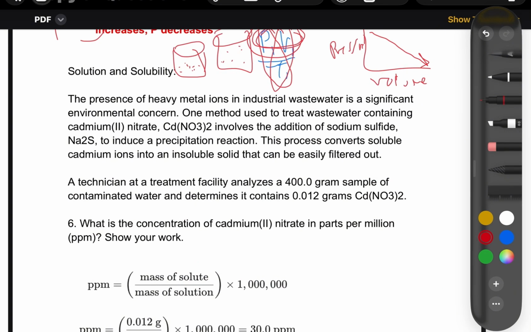Then we have all of this, right? You see all of this? You don't really have to read any of this. All that matters is this information here. So a technician at a treatment facility analyzes a 400 gram sample of contaminated water and determines it contains 0.012 grams of this. What is the concentration of cadmium nitrate in parts per million?